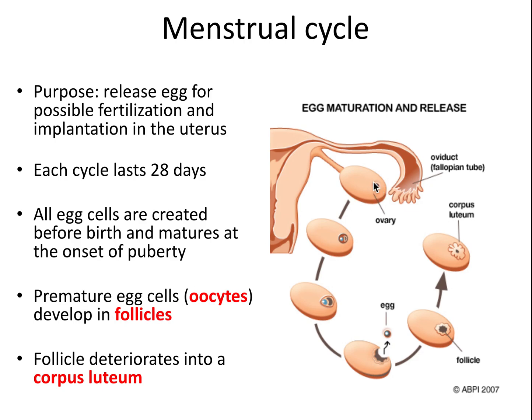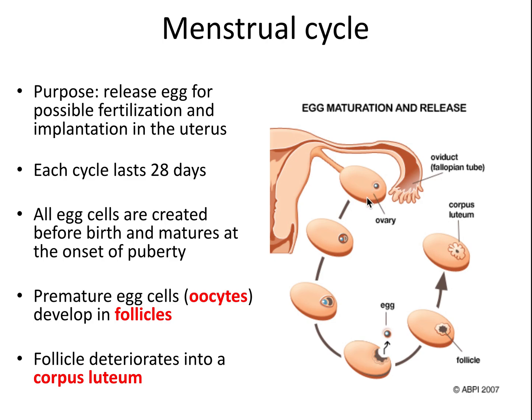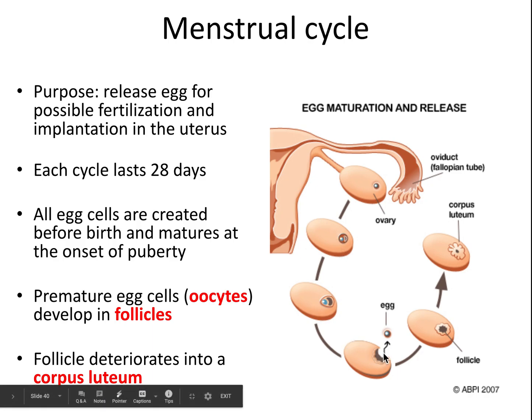So you can see here is the ovary, and this would be the cycle here is what it's showing you before it goes into the fallopian tube. So we have the premature egg, an oocyte, which is developing here into a follicle. That's what this is around it, is a follicle.